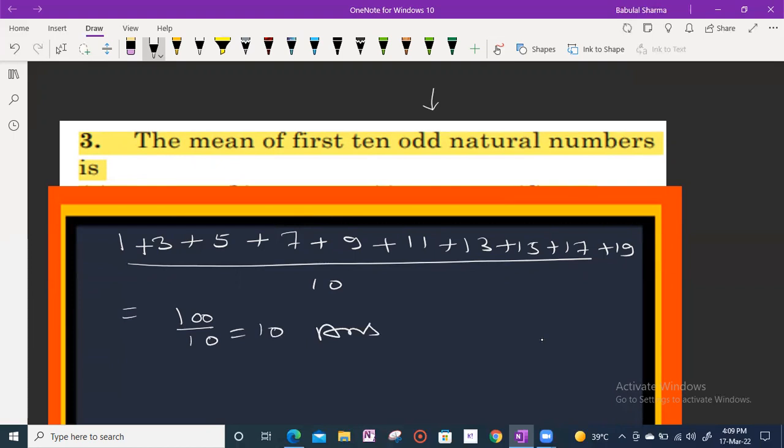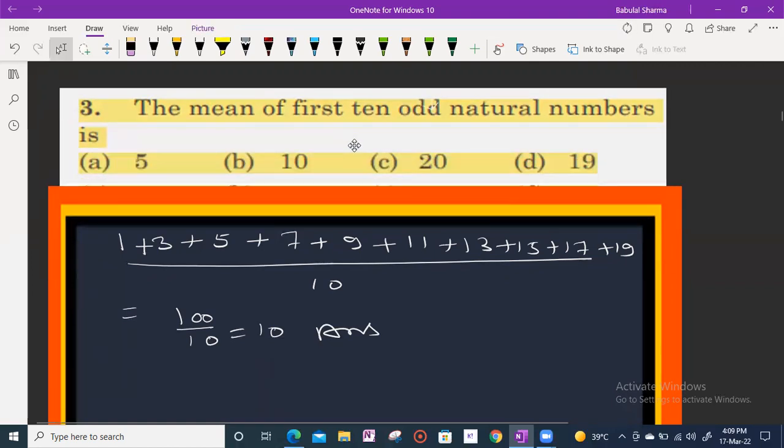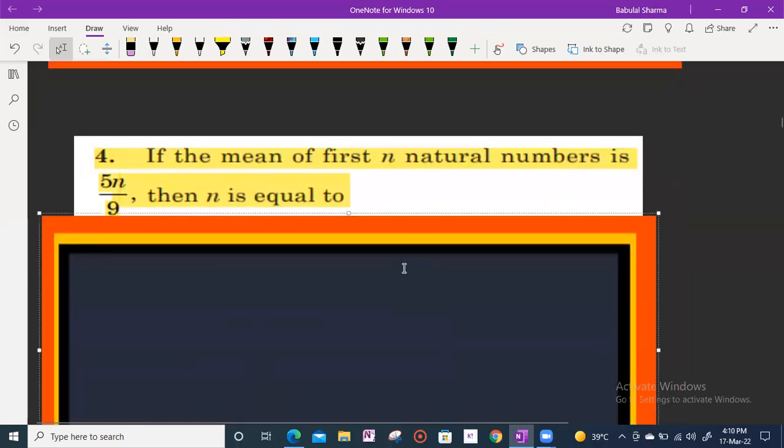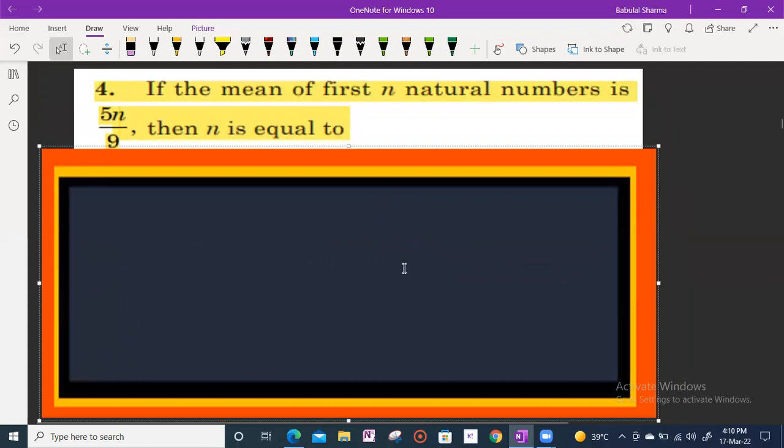So the mean of the first 10 odd natural numbers is 10. So the answer here is B, that is the correct option, students. Now we come to the next question, that is question number 4.